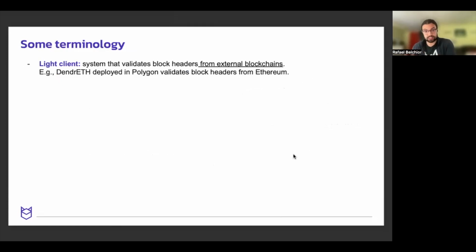So a light client is a system that validates block headers from external blockchains. Those block headers contain a Merkle tree root, which is called a state root, which can be used to run Merkle proofs against. Those Merkle proofs are all proving facts. So that's the idea of a light client. It provides the state root from the block header that we will use to validate Merkle proofs.